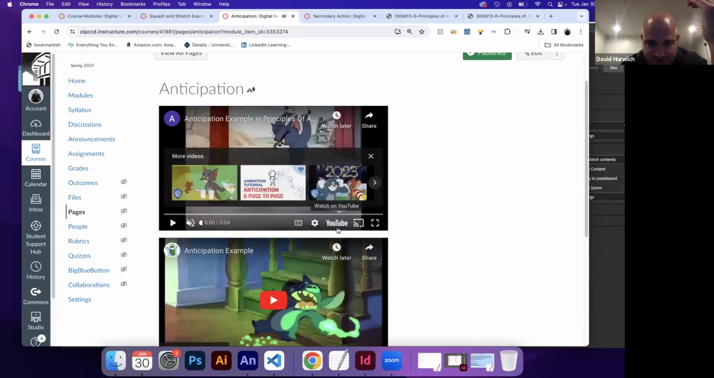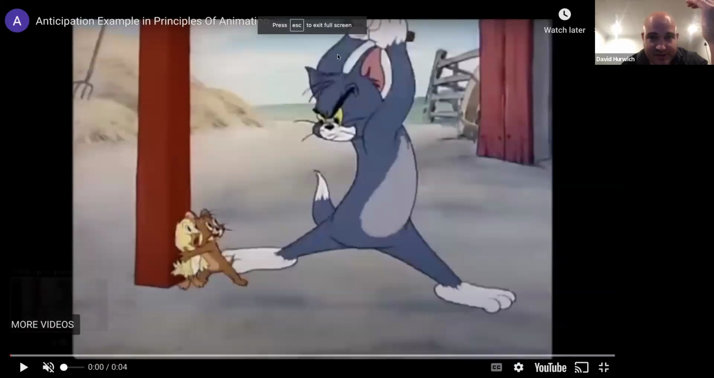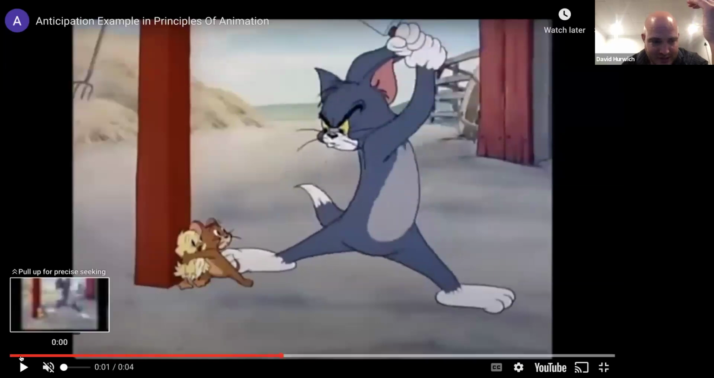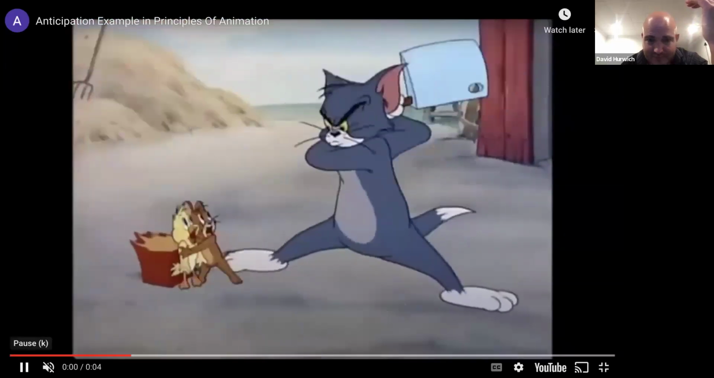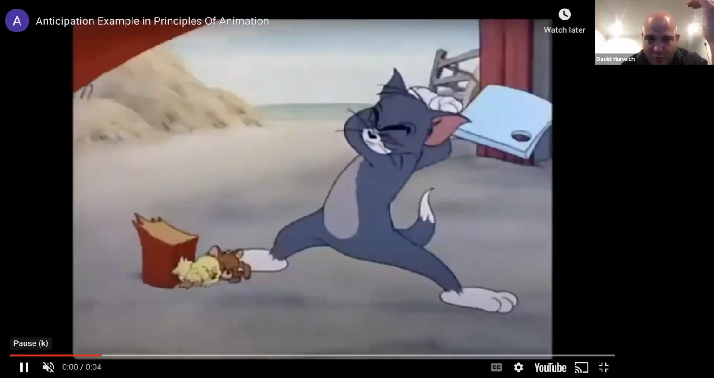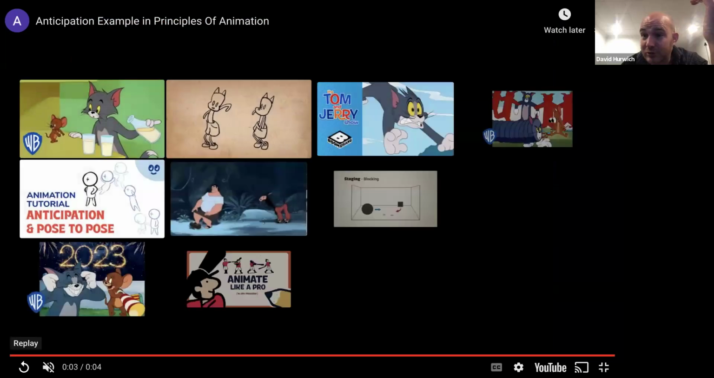So here's this kind of classic Tom and Jerry. He has a cleaver, right? So he winds up and then swings through. We're watching, and his wind up there gets us to follow what he's doing, which is swinging the cleaver.